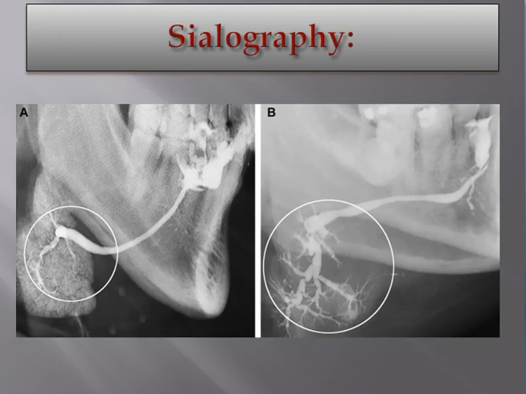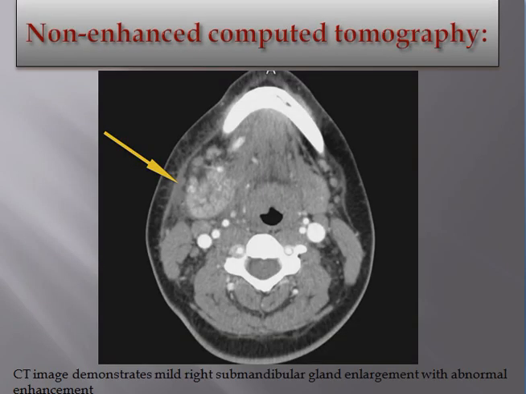Sialography. Sialography delineates the ductal system down to fourth order branches, which helps in diagnosis of obstructive salivary diseases and demonstrates the extent of salivary involvement in Sjogren's syndrome. However, it is an invasive procedure. Non-enhanced computed tomography, or CT, is particularly useful when there is a suspicion of calculi, and contrast enhanced CT is indicated when there is an associated abscess and Sjogren's syndrome.